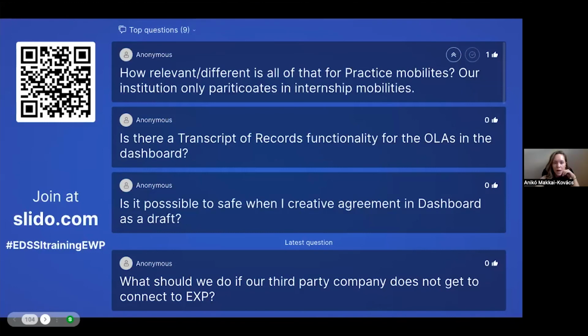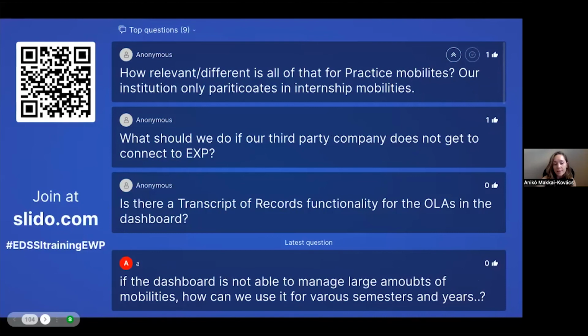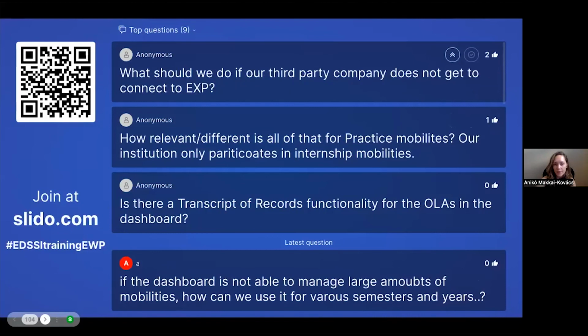Exactly. How relevant or different is all of that for practice mobilities? I assume it's like training mobilities, or our institution only participates in internship mobilities. Well, that offers a little bit more flexibility for you, correct? And less regulations like with the study mobility. So far, if I understand correctly, the systems are not applicable for traineeship mobilities. That is for a next step, correct, Paul?